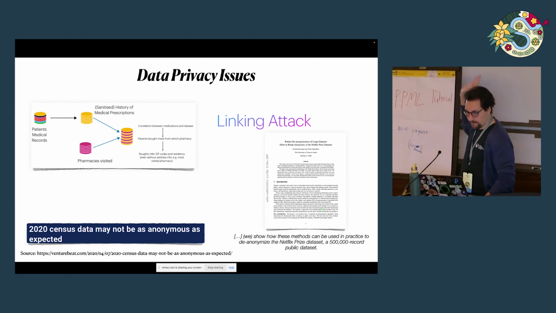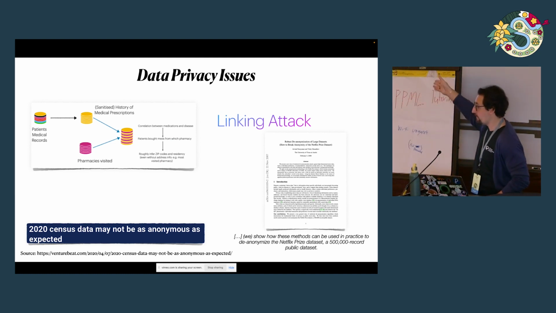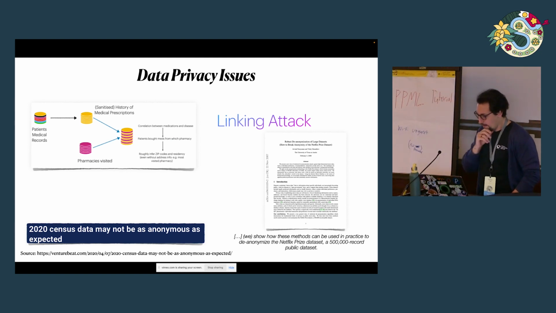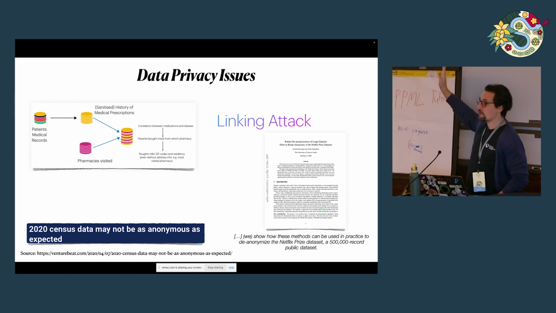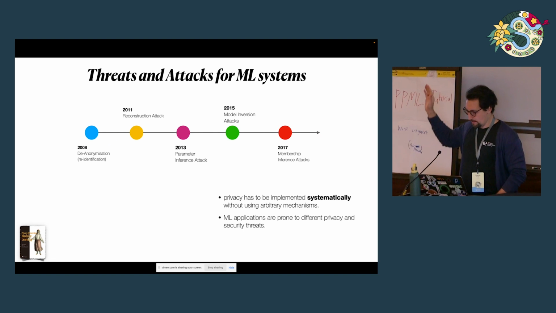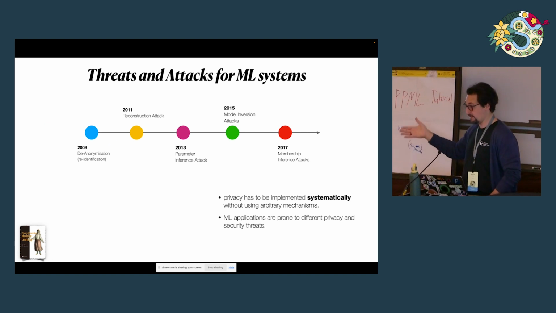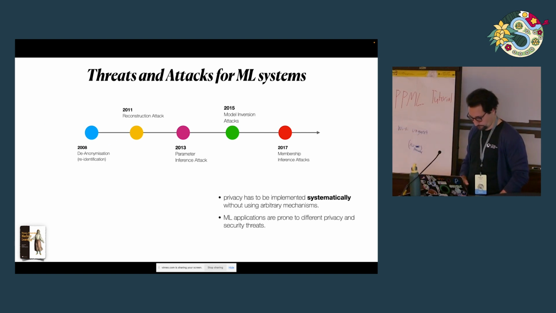For many years, we have had de-anonymization, reconstruction attacks, parameter inference attacks, model inversion attacks, and membership inference attacks. We've been looking at a couple of examples here. These are all progress of research in privacy preserving machine learning. The takeaway message is that machine learning applications are prone to different privacy and security threats as well.